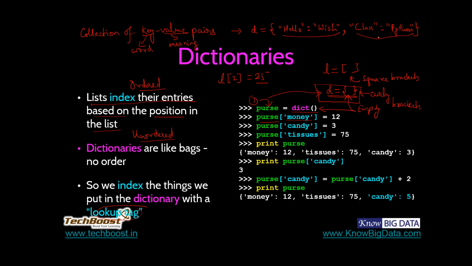Alright, and so on. You can keep on adding items to this dictionary. So one item in the dictionary becomes one key value pair. So what is the key over here? This hello becomes the key, wish becomes the value. Similarly, the class becomes the key. So this becomes, in fact, key 1 and value 1. This becomes key 2 and value 2.